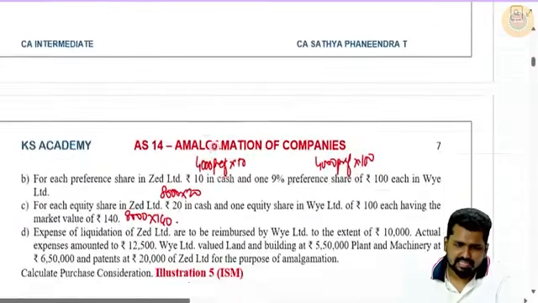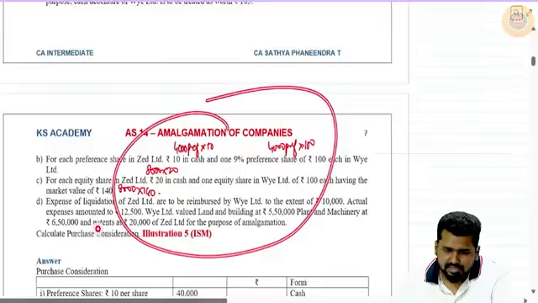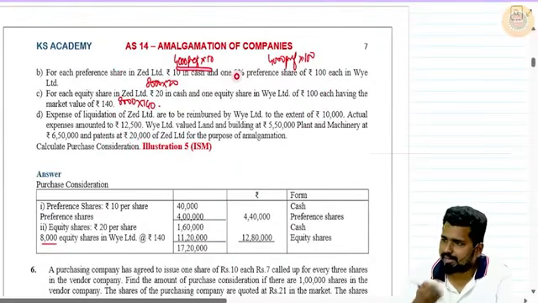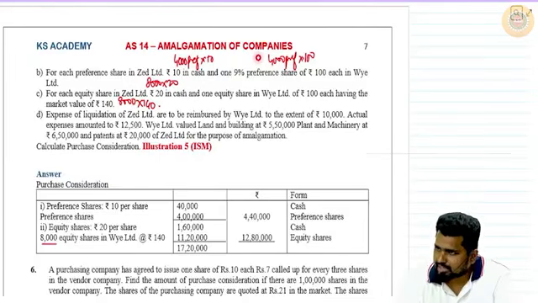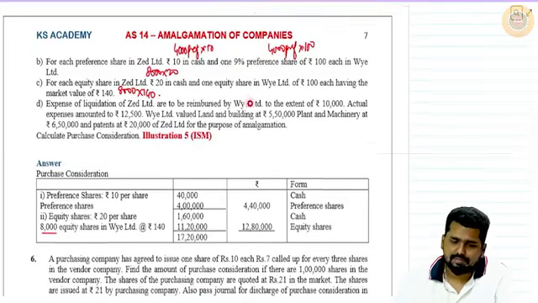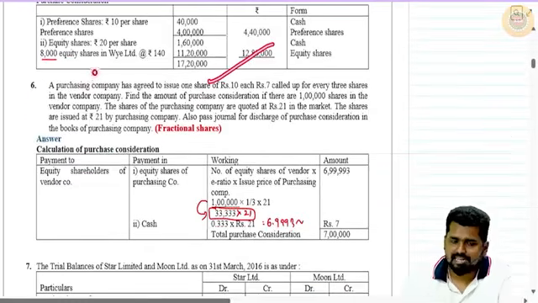These are all illustration sums. Just pause it and you can see this also. Very easy to calculate, 4,000 into 10. This I have done in the big question itself. Cash also will be given, preference shares also will be given. Similarly for equity shares also, cash as well as preference shares will be given. Clear that question. Fractional shares I will teach you.